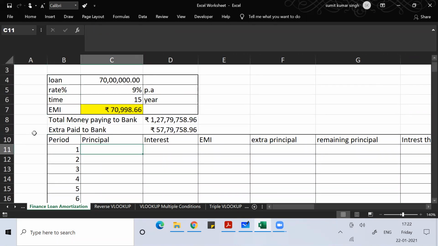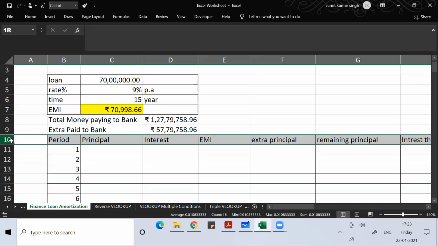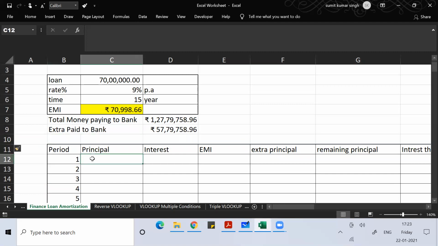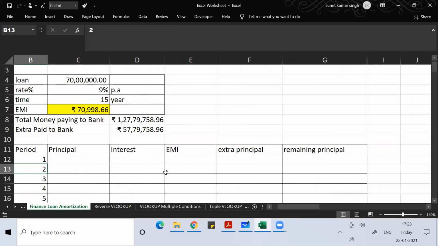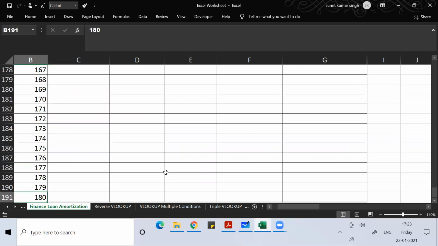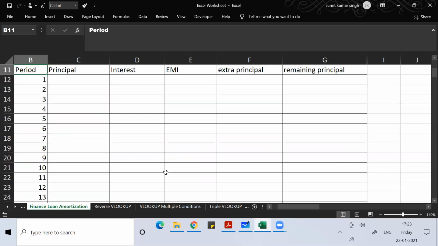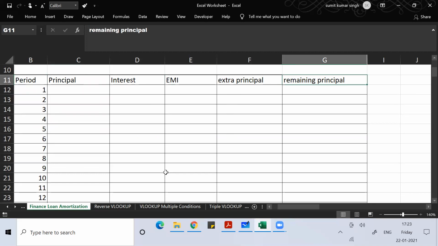In the loan amortization schedule, what I'm trying to do is mathematically justify that figure, the 70,998 I got as an EMI. How to justify that figure? Why should this EMI of 70,998.66 rupees be the EMI? Because what is the end motive? The end motive is that at the end of 180 periods, the value of the remaining principal should be zero.